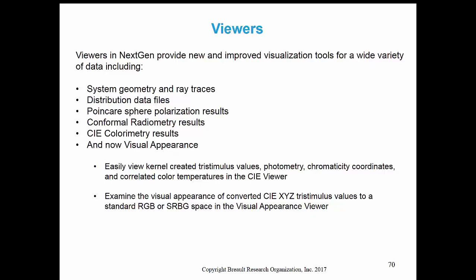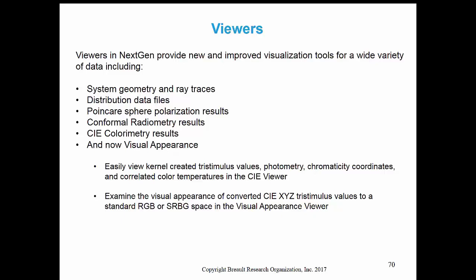The completely designed CIE viewer is used to visualize these results by tapping directly into ASAP's kernel calculations of tristimulus values, chromaticity coordinates in a variety of color spaces, as well as correlated color temperature. Photometric and colorimetric results are now easily and conveniently displayed in the viewer in terms of graphical and numerical representations of the color space, and results in the ability to independently graphically view any of the photometric or colorimetric analyses. ASAP NextGen has an entirely new visual appearance viewer to examine the appearance of converted CIE XYZ tristimulus values to a standard RGB or sRGB space so that you can visualize the results of your analyses.